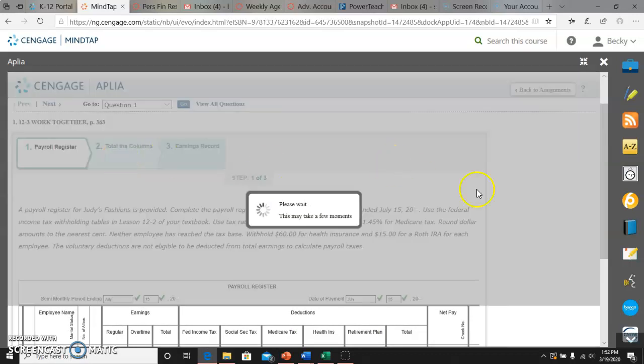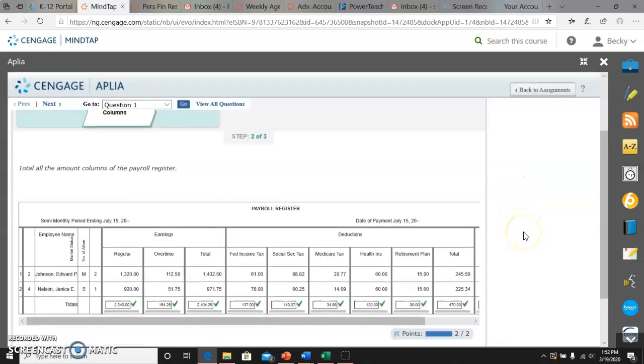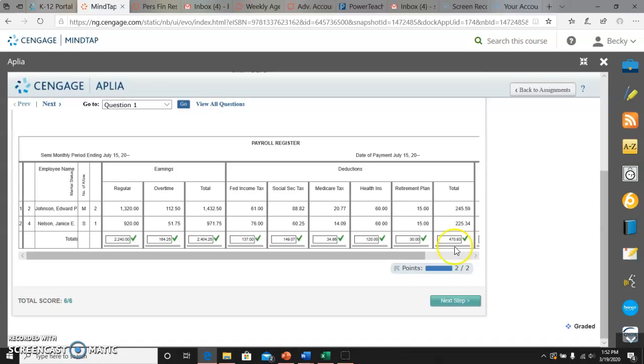So then the next page, or the next tab, just wants us to total it. So I'm going to go ahead with the show answer and let you copy that. The total for regular earnings is $2,240.00. For overtime earnings, $164.25. Total earnings, $2,404.25. Federal income tax, $137.